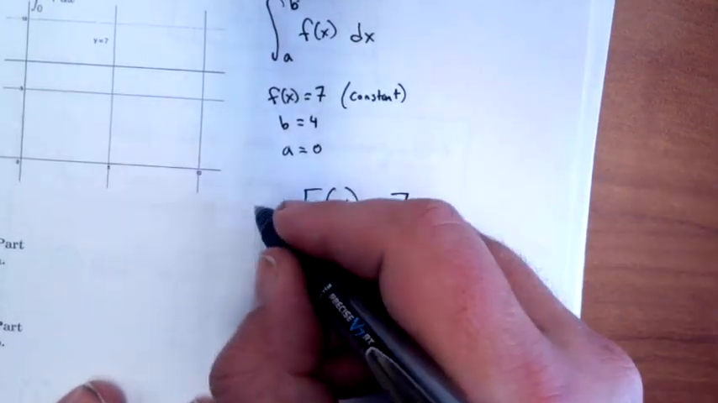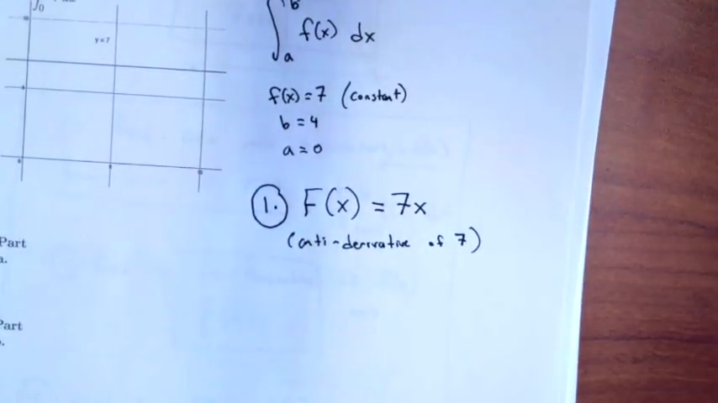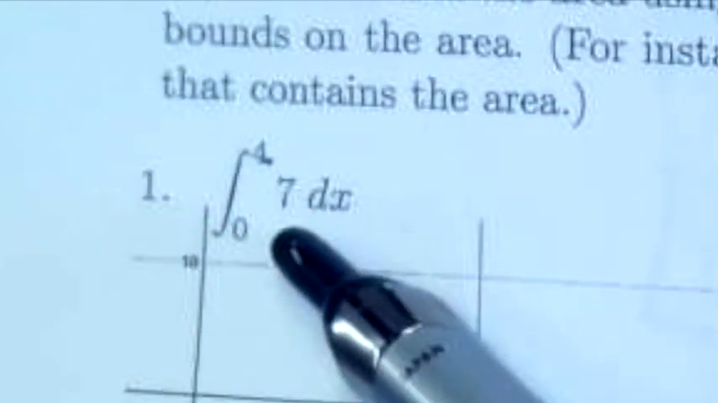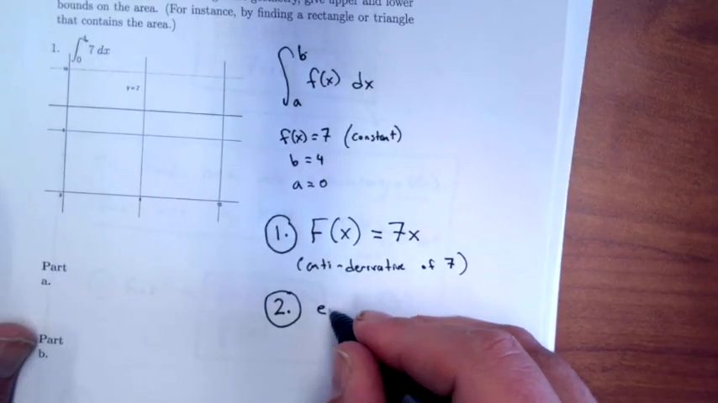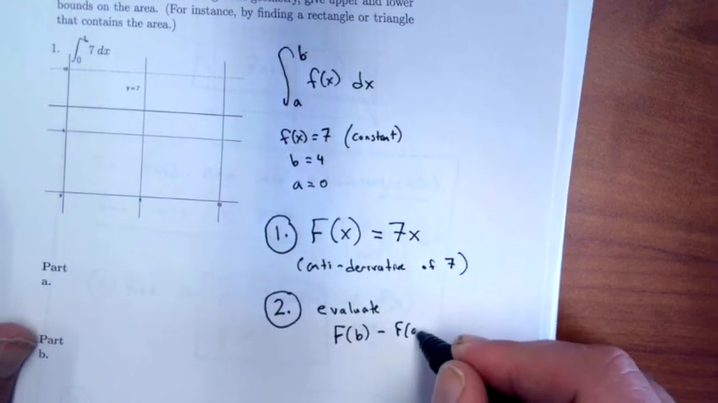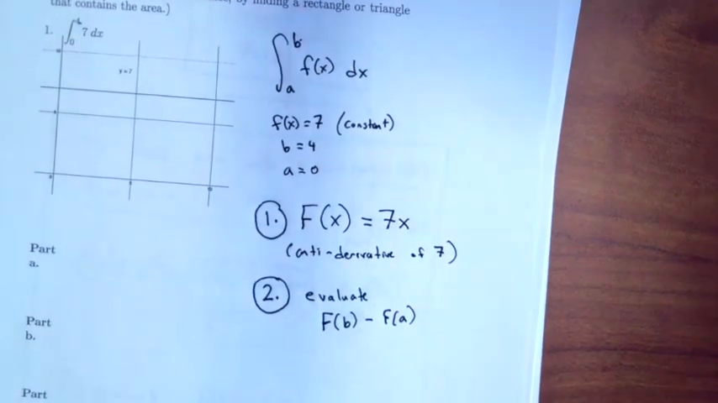So that's our first step, is to find an antiderivative of whatever is inside this. In this case, it's the constant function 7. And then the second thing is to evaluate the antiderivative at the endpoints and subtract. And the order matters. You have to do the top minus the bottom.